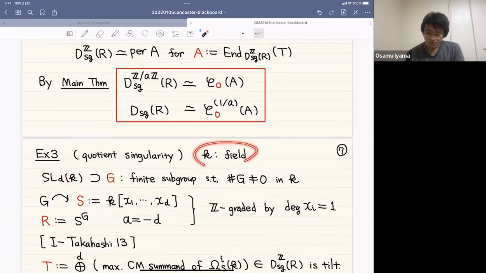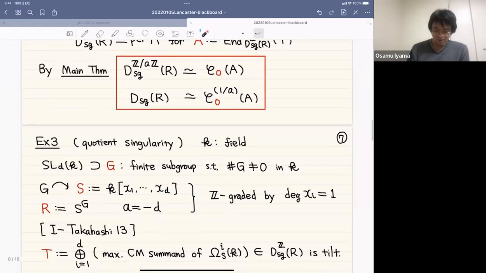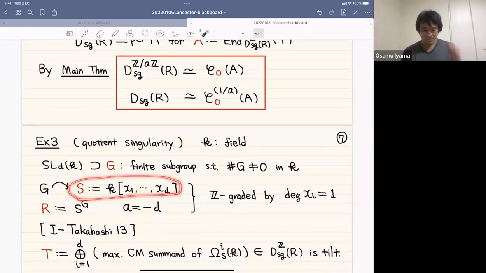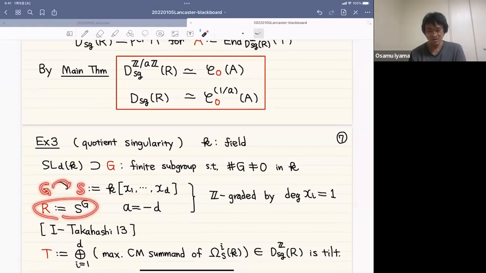So now I consider an arbitrary field K and a finite subgroup G of the special linear group over K. And I assume a minor assumption about the order of G, which is not divisible by the characteristic of K. Now I denote by S the polynomial ring in d variables, and I consider the invariant subring of the natural G-action on S, and I denote it by R. This R is actually a Gorenstein ring of Krull dimension d, and the a-invariant of this ring R is given by minus d. It is equal to the a-invariant of S, which is minus d.